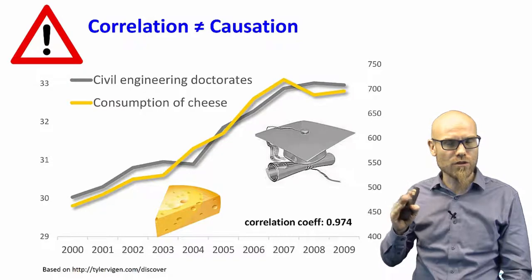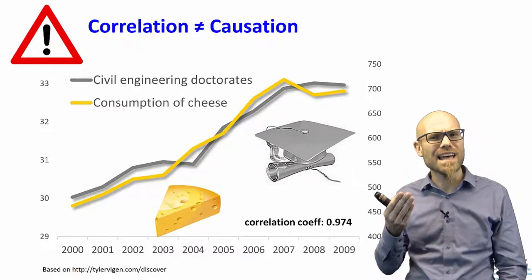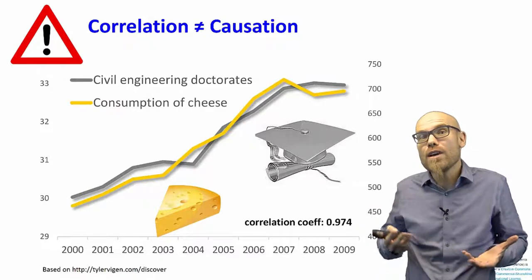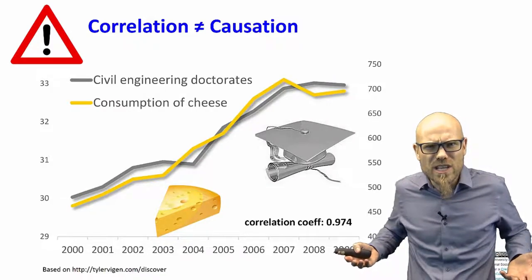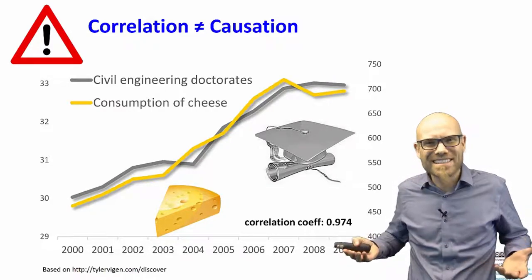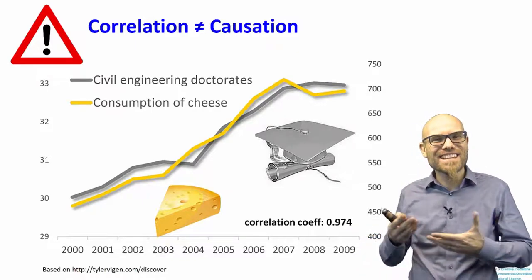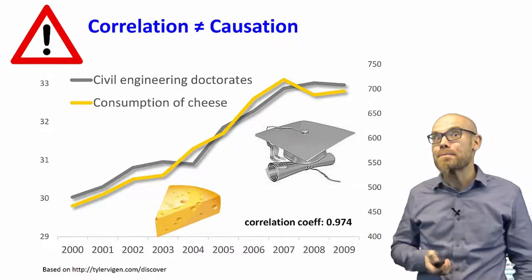Because if that's a stable correlation, you can make predictions. What you cannot do is make claims of causality, because if you would intervene and say, oh, well, how can we get more civil engineering doctorates? Well, guys, we've got to eat more cheese. Yeah, no, nothing will happen. Obviously, nothing will happen there, right? Because there is no causation. There's a correlation, but there might be a spurious correlation.